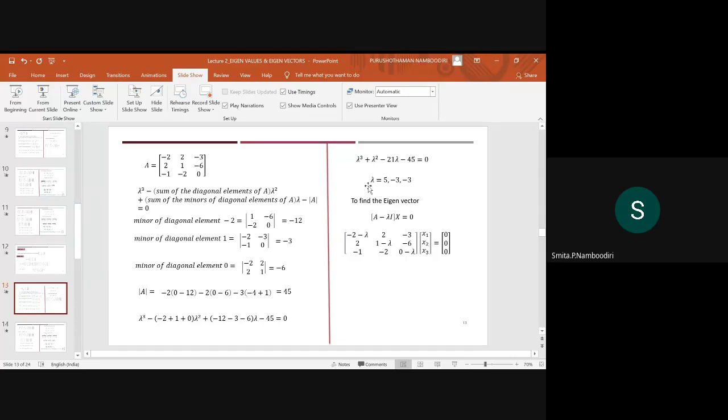So again, we have a repeated root here, minus 3. So first we will find for lambda equal to 5 and then for lambda equal to minus 3. If we have to find the eigenvector for lambda equal to 5, substitute in the matrix (A minus lambda I) into X, this matrix here. When we find the determinant of A minus lambda I, we get the characteristic equation.